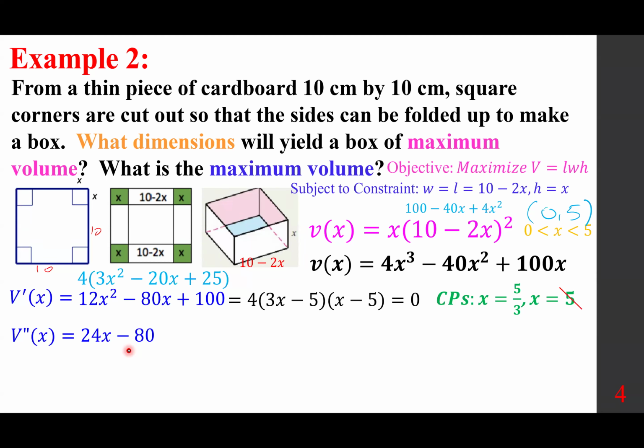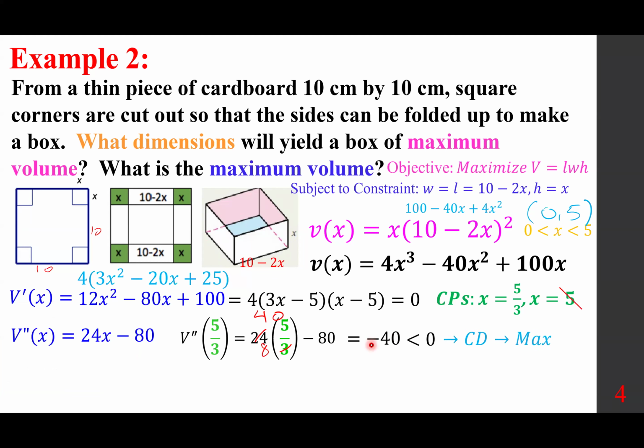So let's plug in. When we do that, this cancels out this one, we get 8. 40 minus 80 is negative 40. And understand, we just want the sign. Negative means concave down, means maximum, because this is the shape of a concave down. So maximum occurs when x is 5/3.